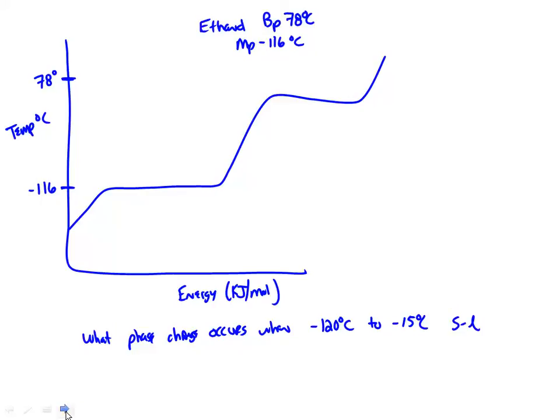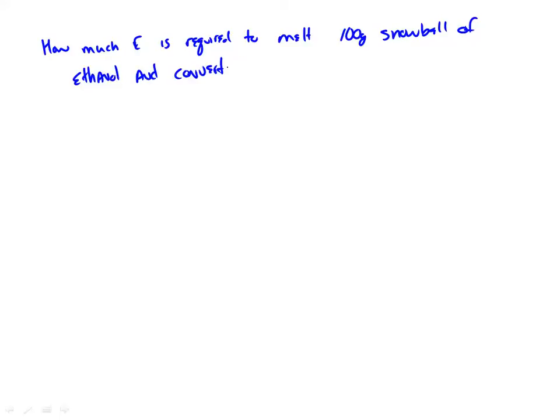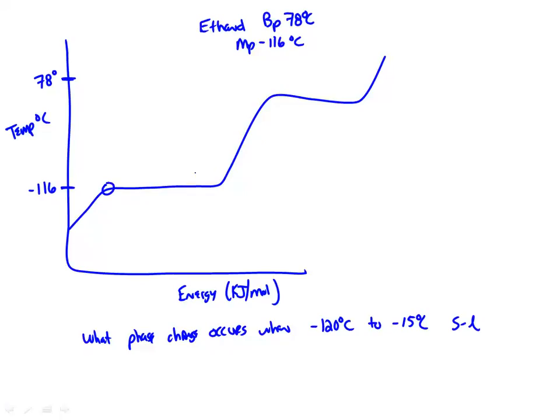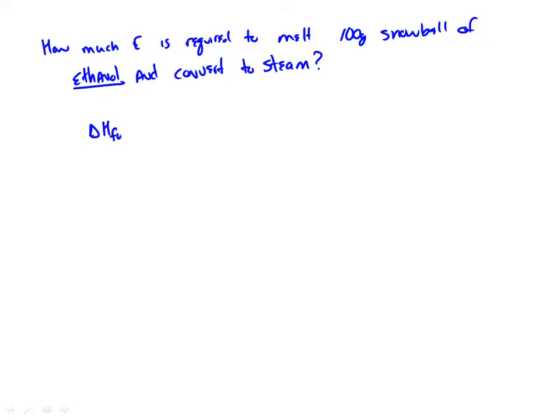And so that means, for instance, if I say how much energy is required to melt a 100-gram snowball of ethanol and convert to steam, that's the exact same question, with the exception of the word ethanol, as if I had done water, right? So what you have to realize is that it's the same process that we did on the example in class. We're starting here and ending here on our chart, right? So there's 1, 2, 3 steps, but the numbers you're sticking into that equation are different, right? That first step uses delta H of fusion for ethanol, not water.